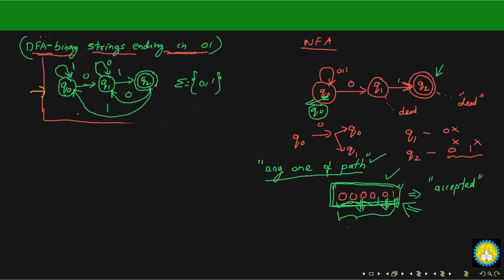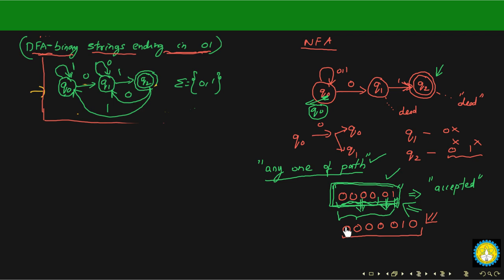Now suppose that our string is 0 0 0 0 0 1 and 0. We have designed the NFA for strings ending in 0 1, and this particular string is not ending in 0 1. So let's see the possibilities of processing this string by our NFA, and how it is not at all getting accepted. You cannot find even a single path by which you can come to the final state.